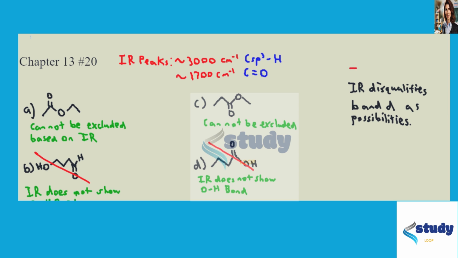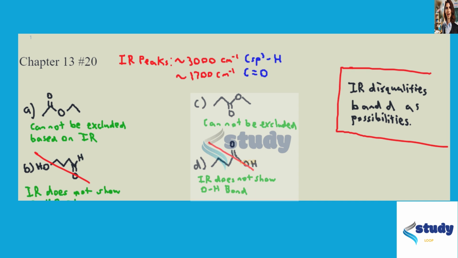So the final answer to this problem, I'll just box it over here. IR allows us to disqualify B and D as possible answers, but we are still left with A and C. This is important because it's a pretty good summation of IR.